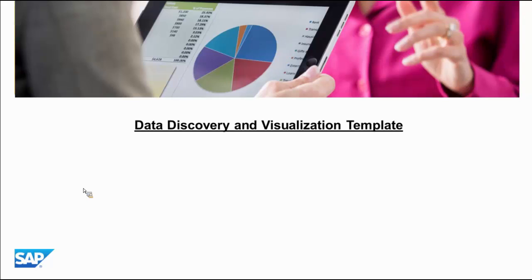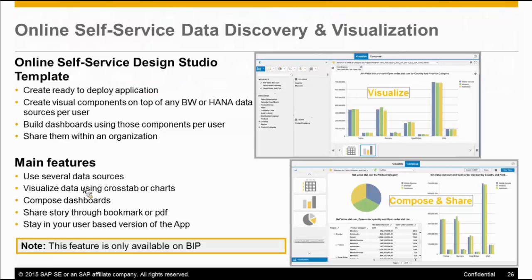Now we will try to look at the data discovery and visualization template. The data discovery and visualization template is used for online self-service data discovery and visualization based on the BW and HANA data sources. And this template can only be used in the BIP mode. For now, it cannot be used in the NetWeaver or HANA mode. So you can only use it in BIP or locally.